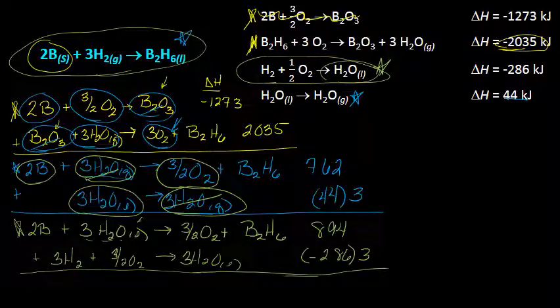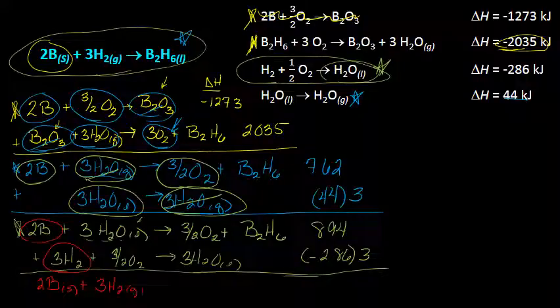Let's see what I get. Do you see 2 borons anyplace else? Yeah, I don't either. So 2 boron, yes, that is a solid, plus, let's see, 3 hydrogens. Do you see 3 hydrogens anywhere? I don't either. So 3 hydrogens, and yes, that one is a gas. Do you see 3 liquid waters? I do too. They're right there. Those add to 0. They drop out.